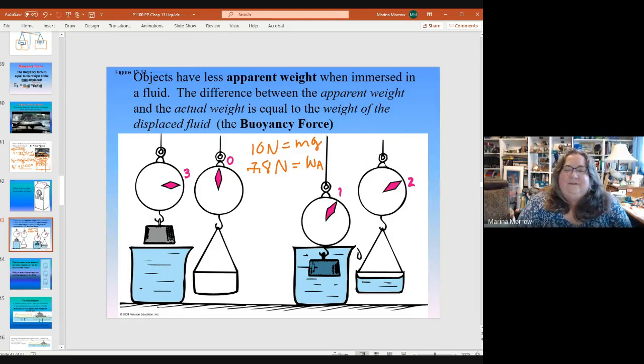The difference between those is the buoyancy force. So the buoyancy force on those weights would have been around 2.2 newtons.